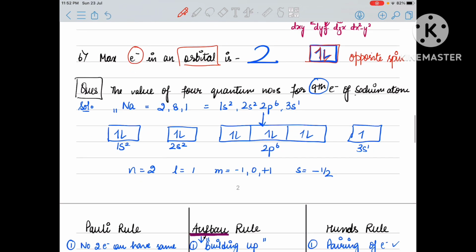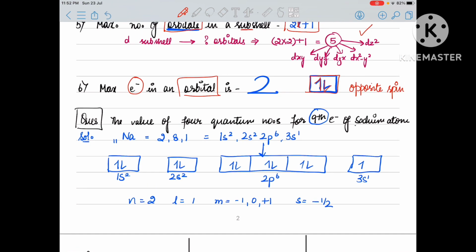Now, this is a very tricky question, which was given by my sir. The value of 4 quantum numbers for the 9th electron of a sodium atom. Imagine the tricky level. So sodium, the atomic number is 11. It can be categorized as 2, 8, 1, which can be filled as 1s2, 2s2, 2p6 and 3s1, right? So 1s2, 2 electrons, 2s2, 2 electrons, 2p 6 electrons and 3s 1 electron.